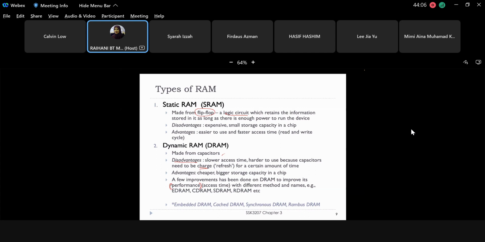So criticality here is measured in terms of access time. How many seconds or how many milliseconds are required to access the information or the data? This is called the access time, with different methods and names. Examples: EDRAM, CDRAM, SDRAM, RDRAM, and so on.